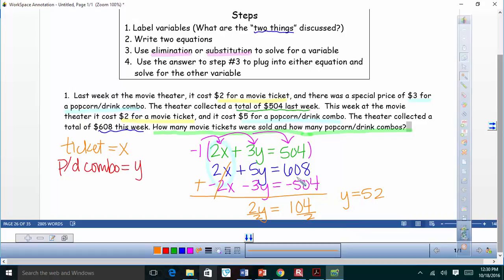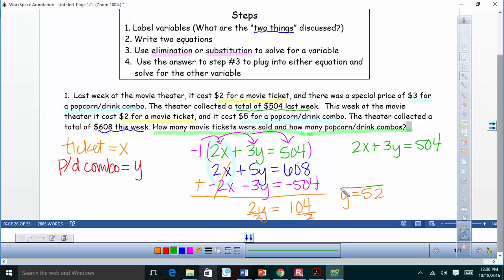We don't know yet, right? Because tickets are X. But we know that 52 drink and popcorn combos were sold. How would we find how many tickets were sold? You plug it back in. Does it matter which one we plug back into? Yes. You have to use the original. Very good. So do we want to use this green original or this blue original? Green. So we're going to do 2x plus 3y equals 504.